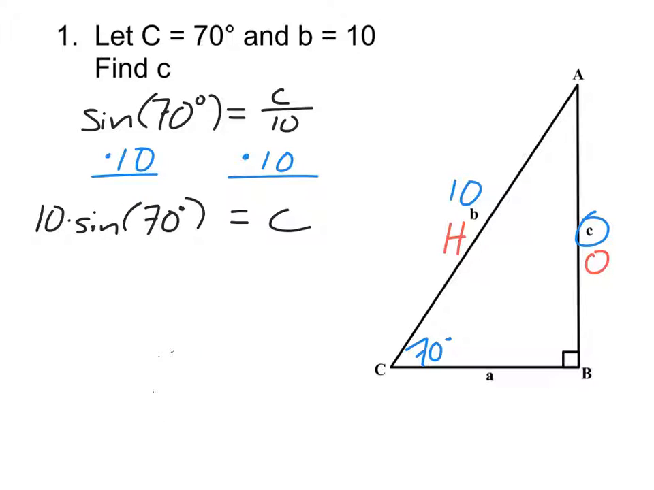All right, and when you do that, if all has gone well, you should be getting an answer of about 9.4. And this is an approximation of c because we had to do a little rounding, so I'm using the wavy equal sign to show that it's rounded.